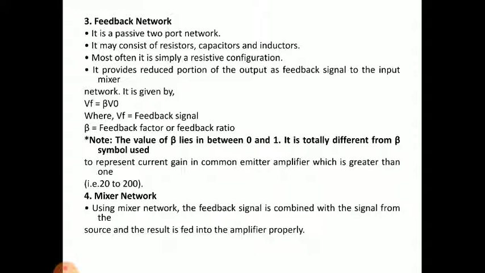So the value of beta always lies between 0 and 1. It is totally different from the beta symbol used to represent current gain in the common emitter amplifier, which is greater than 1. So we have seen beta in which mode? Common base mode. In the common base mode we have seen the beta which is actually greater than 1, typically a value from 50 to 200, but it is not that beta we use here. Remember it.